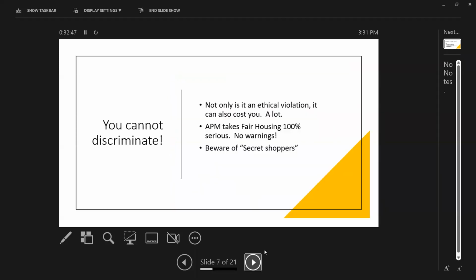Now, to harp on that a little bit more, it's not just an ethical violation. It can cost you and AmeriTeam a lot of money. And this is 100%, no warnings. I can guarantee you with 100% certainty that in my time here, I've been shot, not just in showings, but also in phone calls, text messages, and emails.